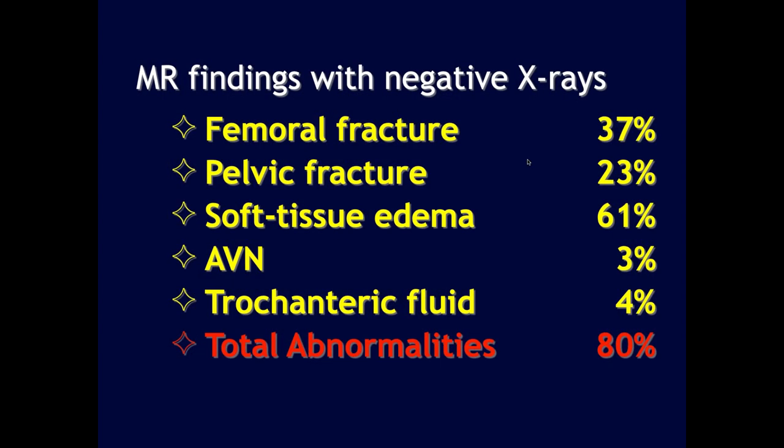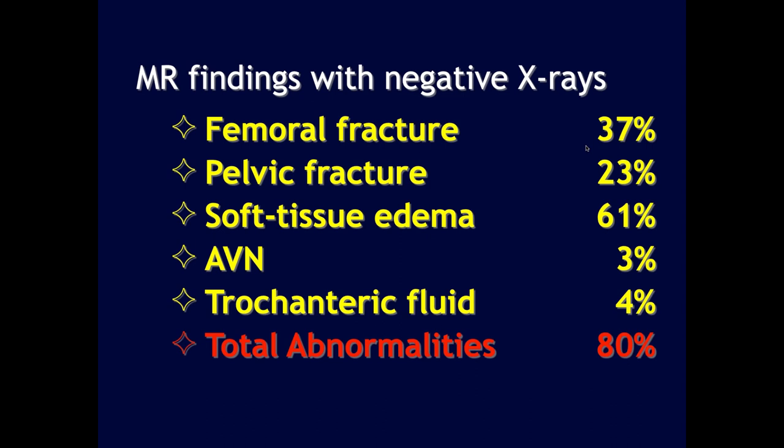Well, what we found of these, 37% had classic findings on an MR scan of femoral fracture. A few of those were confirmed by CT, but most of them, we just made the diagnosis confidently by looking at MRI. 23% didn't have femoral fractures, but had pelvic fractures. 61% had soft tissue edema. A lot of those with soft tissue edema also had fractures, and the edema was probably hemorrhage from the fracture.